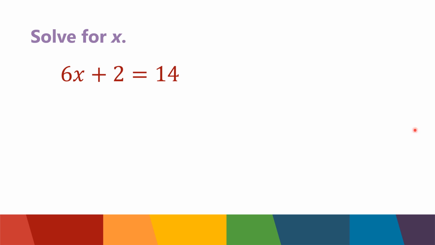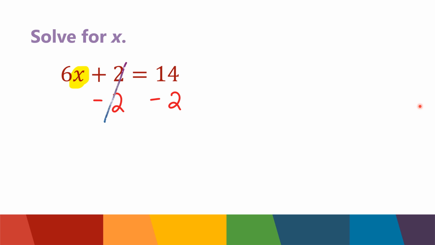All right, so starting off easy, solve for x. We have 6x plus 2 equals 14. What do y'all think we should do first if we're trying to get x by itself? We're trying to isolate x. The first thing that's standing in our way is this plus 2. So let's move that over first. Subtract 2 from both sides.